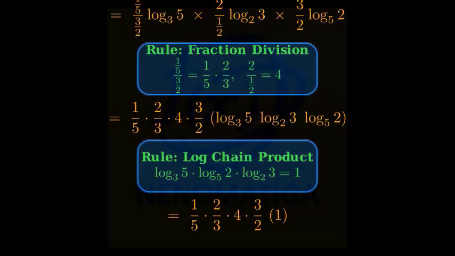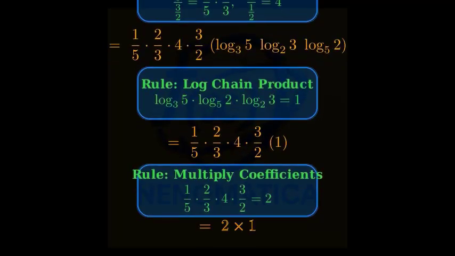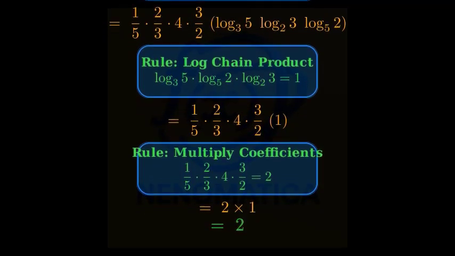Log base 3 of 5 times log base 5 of 2 times log base 2 of 3 equals 1. Step 5. Multiply the coefficients. 1/5 times 2/3 times 4 times 3 halves equals 2. Therefore, the value of the product is 2.